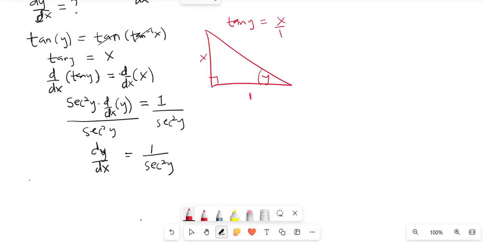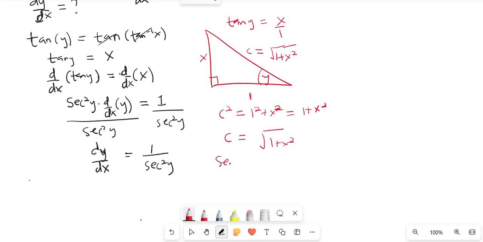So how do you find the hypotenuse? Let's say the hypotenuse here is c. Using the Pythagorean theorem, c squared should be equal to 1 squared plus x squared, and that should be equal to 1 plus x squared. So c should be equal to the square root of 1 plus x squared. So the length here, c, is the square root of 1 plus x squared. With that, we can find secant square y. Let's find secant y and then take the square root.